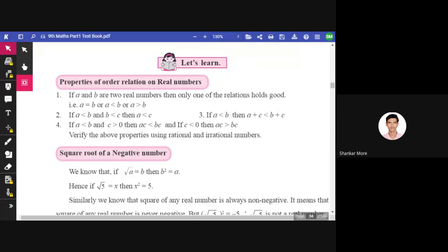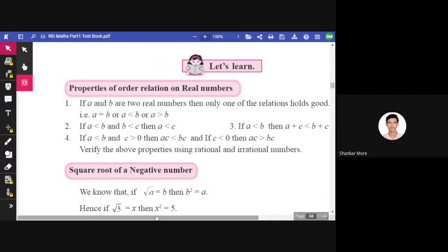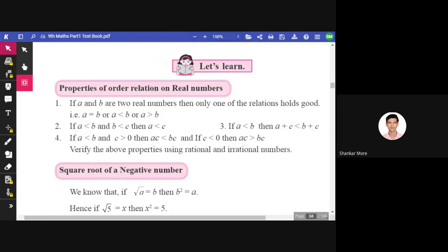Now, if A is smaller than B and C is greater than 0, then AC is smaller than BC. मतलब अगर C का अगर हम मल्टीप्लीकेशन भी करते हैं A और B के साथ में, तो भी जो ये प्रॉपर्टी है वो चेंज नहीं होगी. That will be same. And if C is smaller than 0, let us suppose it is negative, then it can be said that AC is greater than BC. All right. So only confusion is in this line. So just remember this line, you're all good.